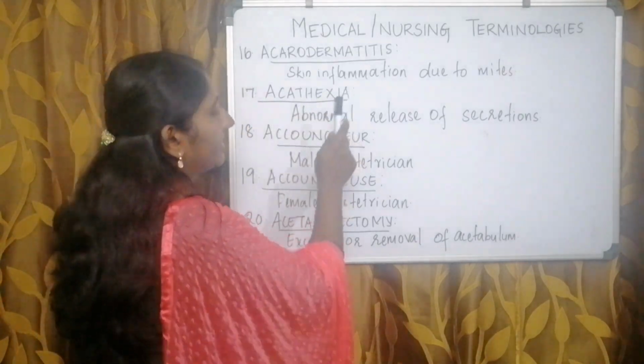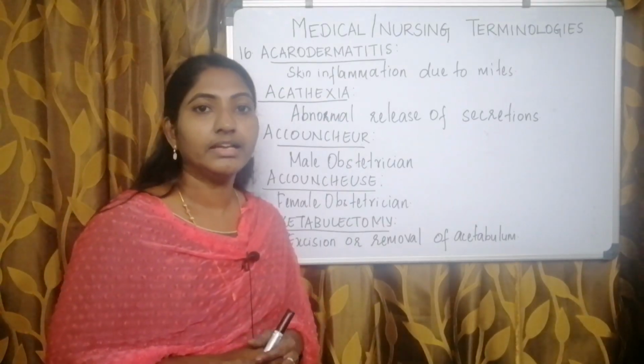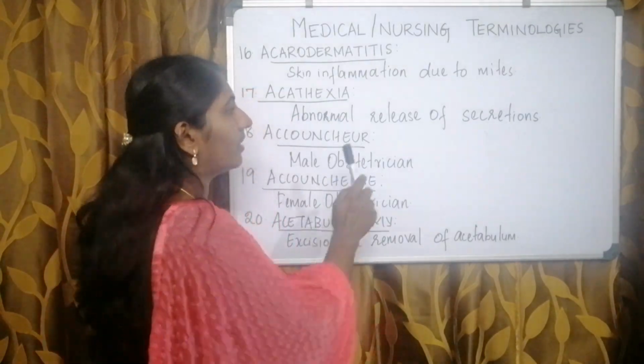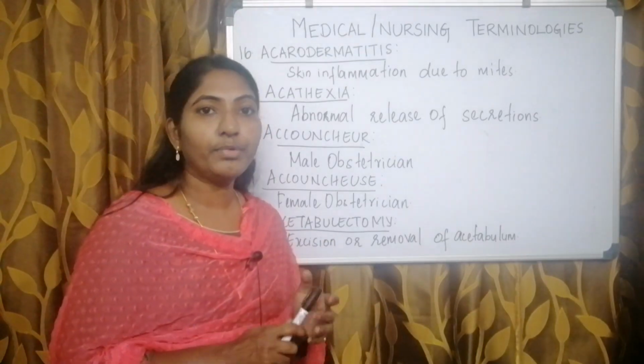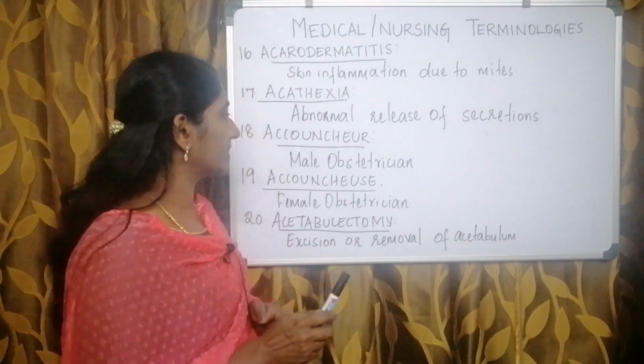Next one is acathexia. Acathexia is an abnormal release of body secretions.